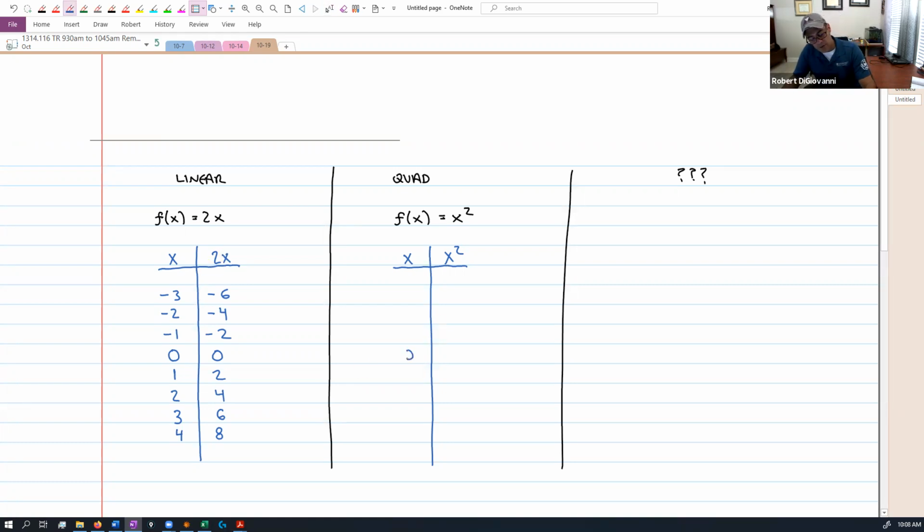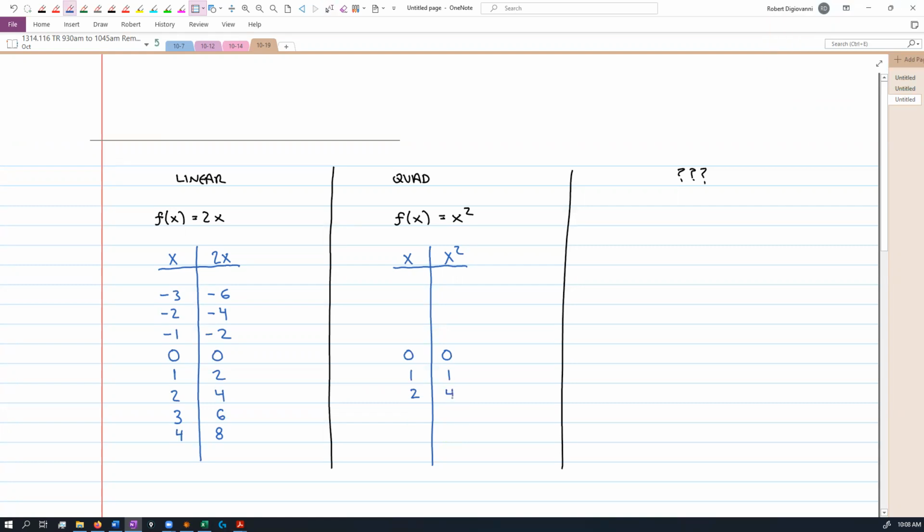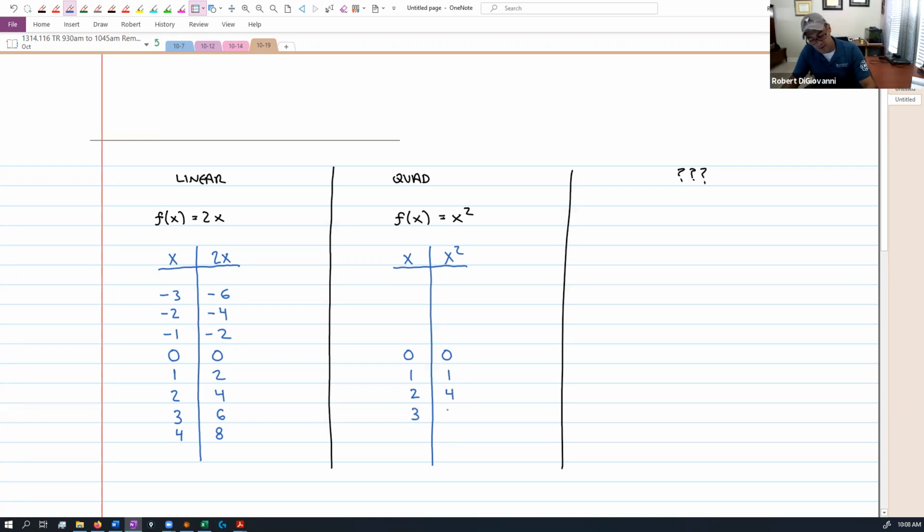If I plug in 0, 0 squared is 0. What about 1? 1 squared is 1 times 1, that's 1. How about 2? 2 squared is 4, right? 3 squared, 3 times 3 is 9. 4 squared, 4 times 4 is 16. I could keep going, right?